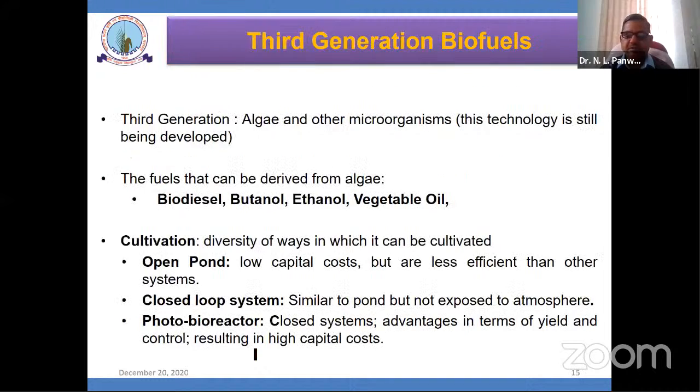And what about third generation fuel? That is algal or microorganism based, and it is not fully commercialized; research is still going on. Through algae and different conversion modes, we can produce bioethanol, biodiesel, butanol, or some sort of vegetable oil. That algae can be produced in an open field, closed loop, or photobioreactor. So third generation fuel deals with algal or microorganism technology.